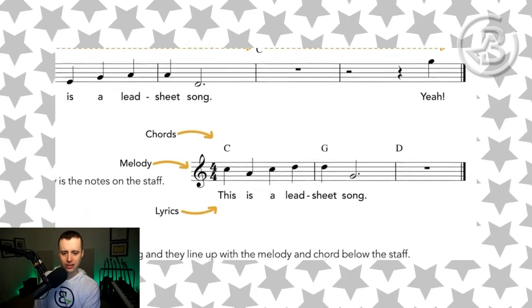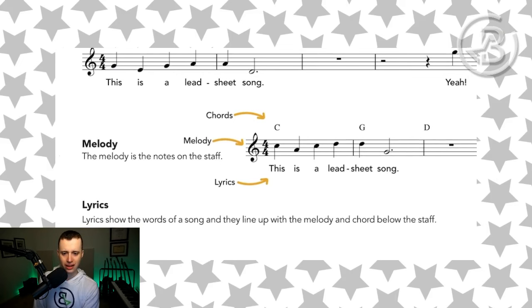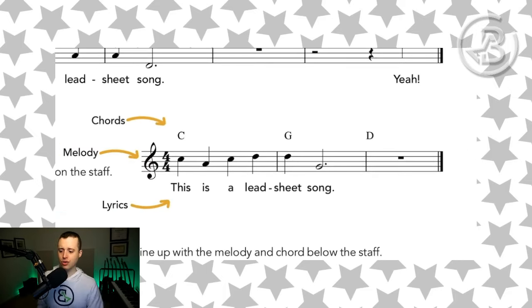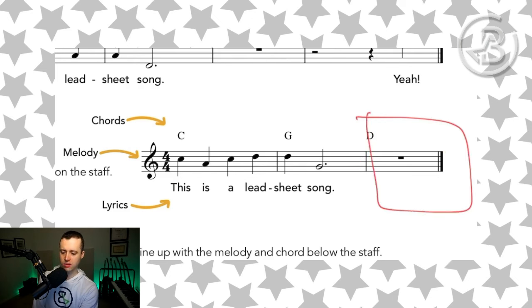So let's take a look at the second part of lead sheets, and that is the melody. The melody is the notes on the staff. You can also see that we have a measure here with no notes in it, but there is a chord symbol over it, and that's because the D chord would still apply to this measure, even though there are no notes. We can see the melody, it goes along like this.